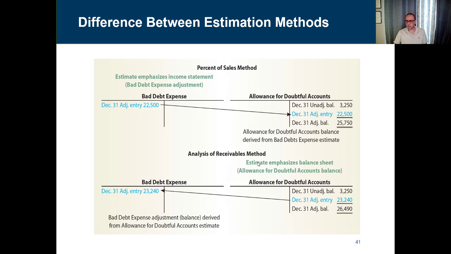In the analysis of receivable method, it's different. We got the $23,240 because our desired value was $26,490. We have an existing balance, so we plugged in the needed amount to reach the adjusted balance. So $23,240 is the value that is going to be recorded in the bad debt expense. So you see here in the percent of sales method, the arrow was going that way. But in the analysis of receivable method, the arrow is going the other way.